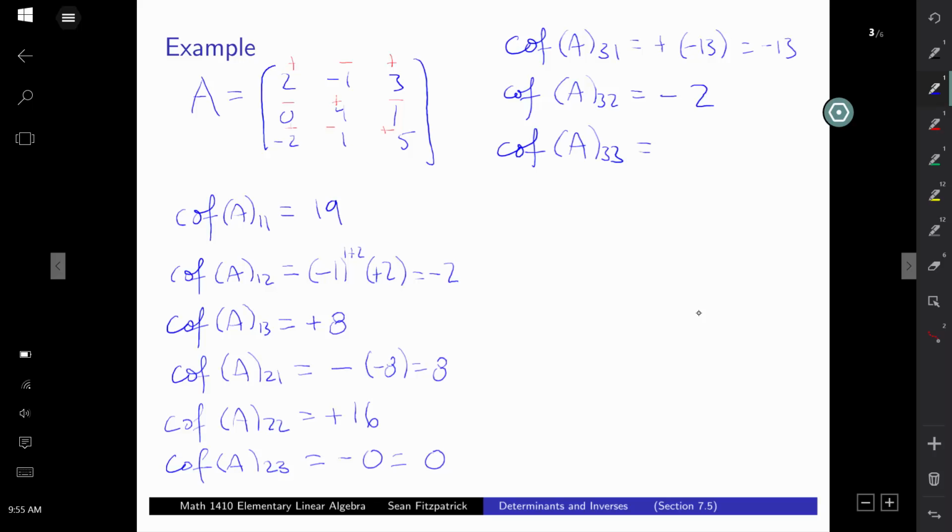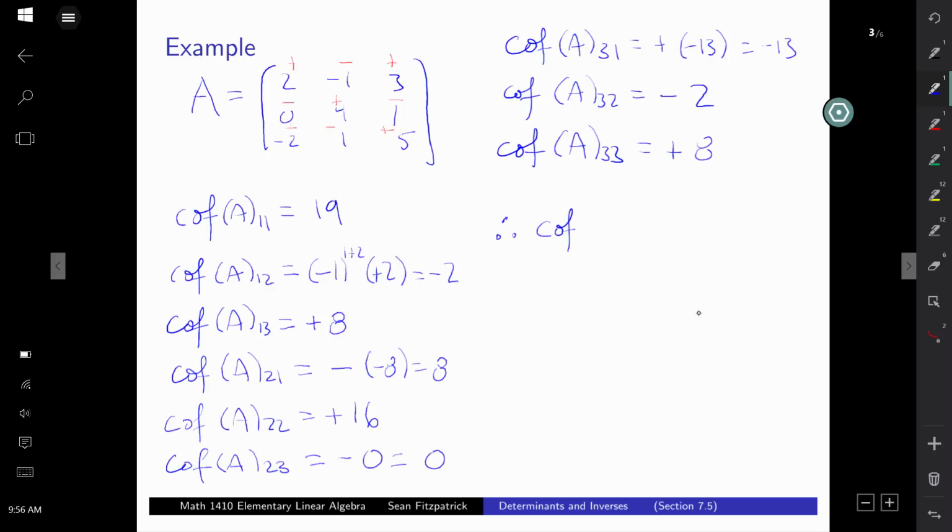Okay, and finally the 3, 3 cofactor. I'm deleting row 3, column 3, leaves me with this guy. It's a plus sign out front. 2 times 4 minus 0 plus 8. Okay, so I've got all my cofactors.